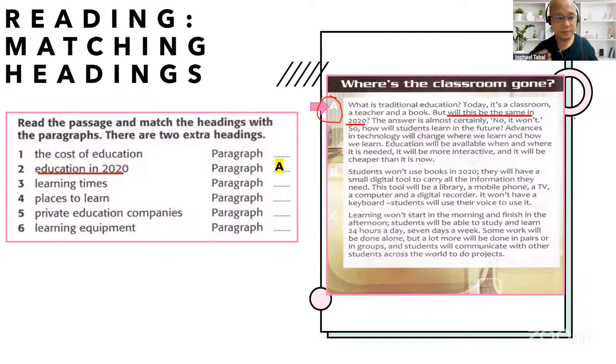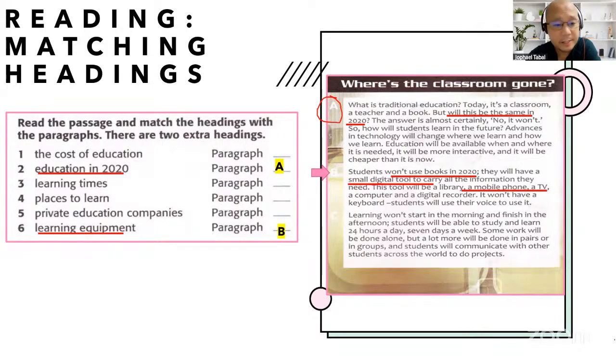Okay, so let's hear from Sam. Sam, what's your answer in paragraph B? Which heading is paragraph B, Sam? Paragraph B is number 6. Number 6, let us check here. Okay, so students won't use books in 2020. So that's a possible answer there. So mobile phone, TV, and so on. Okay, all right, very good.